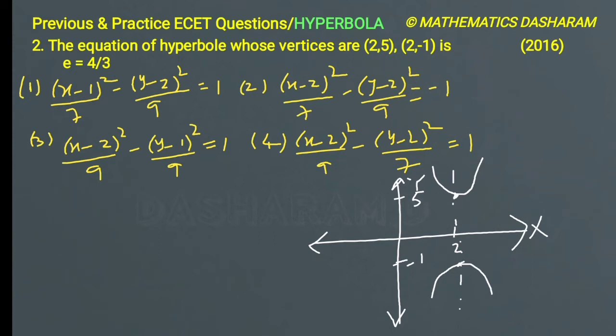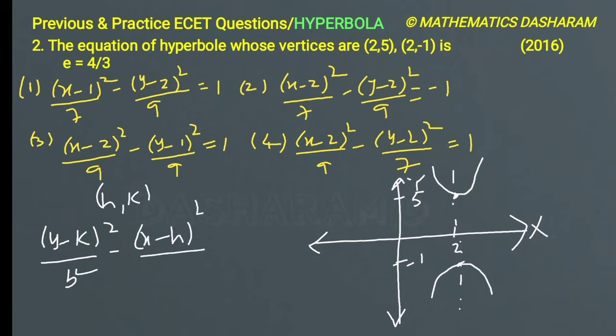If the center is h comma k, then the standard form of a conjugate hyperbola is y minus k whole square divided by b square minus x minus h whole square divided by a square equals 1. So here we need the center, b square, a square. Then we will get our required equation of the hyperbola. First I am going to find the center. Center means here 1 point 2 comma 5, here another point 2 comma minus 1. The midpoint of these 2 points is called the center. So let's find the center now.